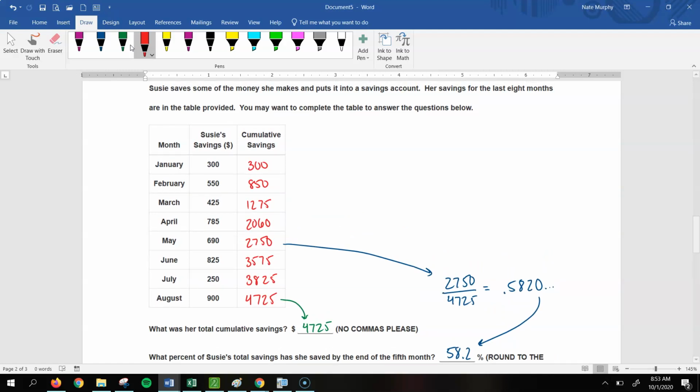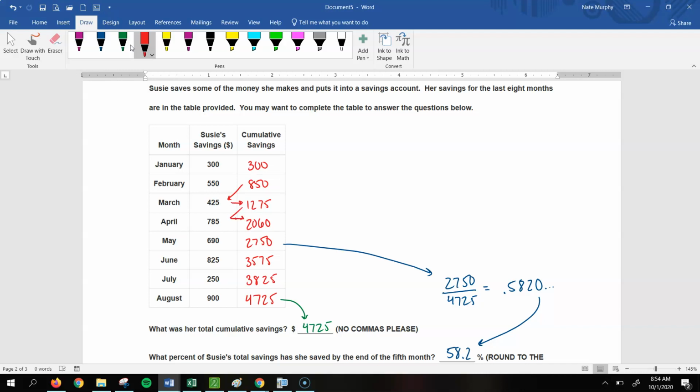But when we look at this cumulative savings, a cumulative amount is a total through that time period. So in this case, it would be through the end of January, through the end of February, and so on. Through the end of January, she deposits $300, so she would only have $300 in the bank. But in February, she deposits another $550. So we just add that to 300 and you get 850. You just keep adding these amounts to get the next value, and so on.